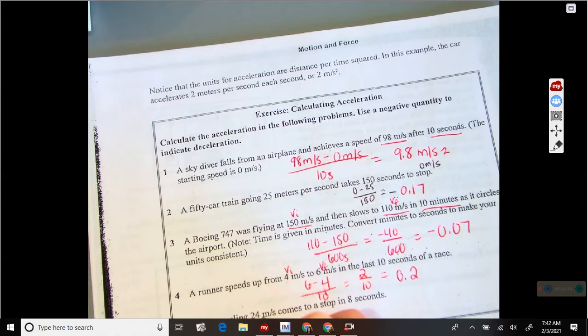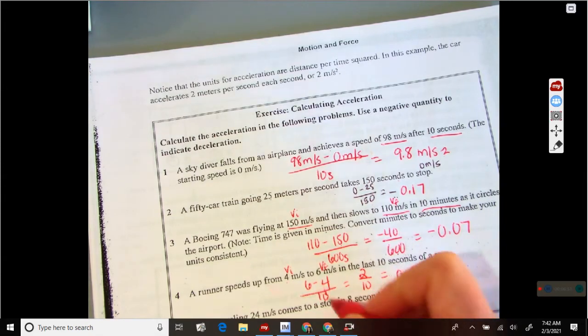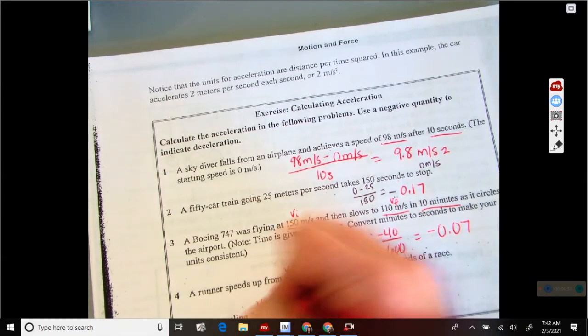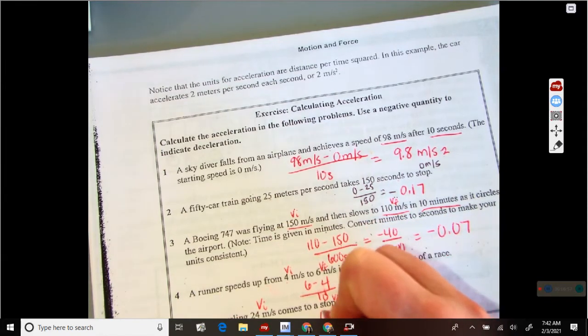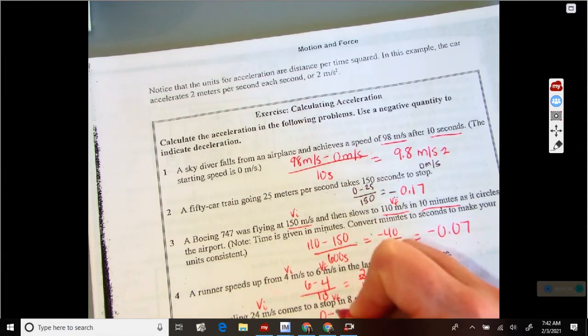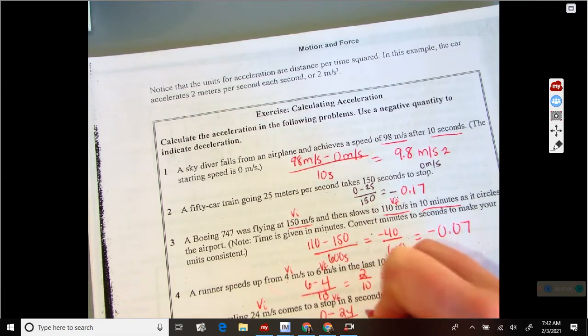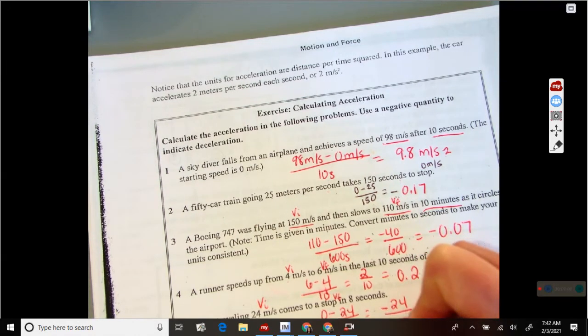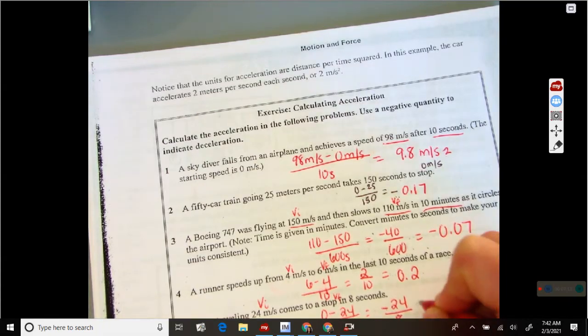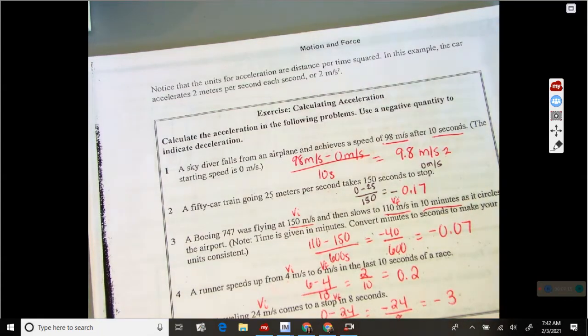Okay, a car traveling at 24 meters per second comes to a stop. So V initial is 24, stop is V final. So if stop is V final, that means 0 is V final. V initial is 24, divided by 8. So we're slowing down, so it's going to be negative 24 divided by 8. And that's going to give us negative 3.